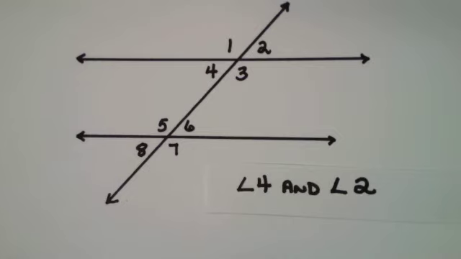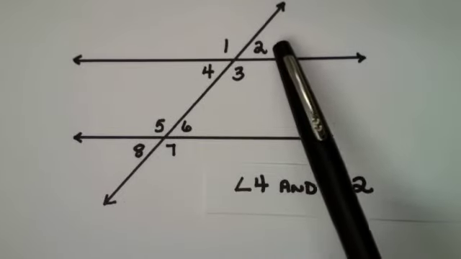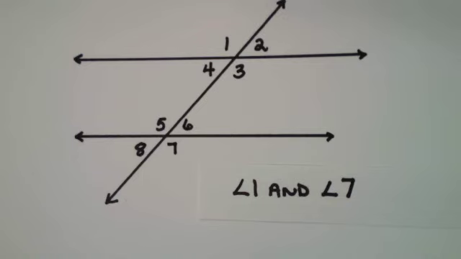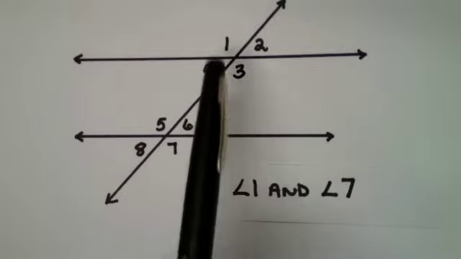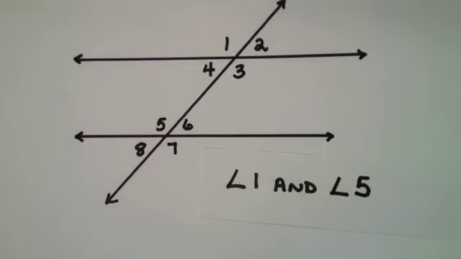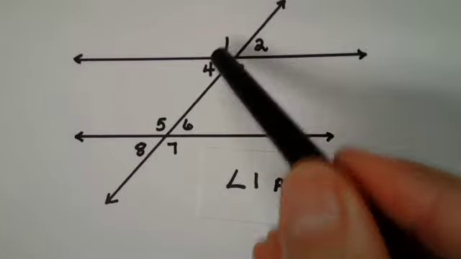What type of angles are 4 and 2? 4 and 2 are across from each other, the exact same size and shape. They are vertical angles. What type of angles are angle 1 and angle 7? They are on opposite sides of the transversal and outside, alternate exterior angles. What type of angle is angle 1 and angle 5? Angle 1 and angle 5 are corresponding angles. They share the exact same position.